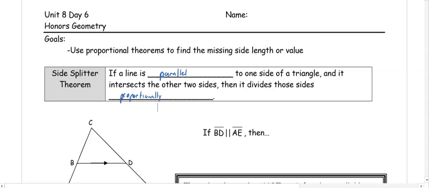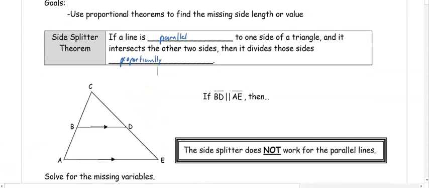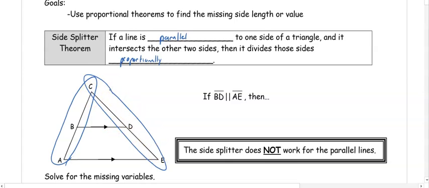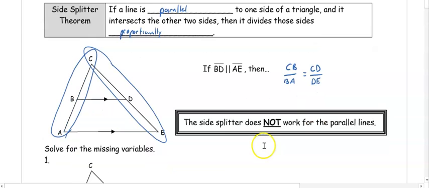So this type of problem happens when there's really one triangle inside another triangle. And what happens then is because BD is parallel to AE, these two sides are now proportional to each other. So instead of doing the small triangle over the side of the larger triangle, we can just do the two sections together. So we can have CB over BA and CD over DE. This only works, though, if they are the sides of the triangle. If they're the parallel lines, you cannot use this theorem.